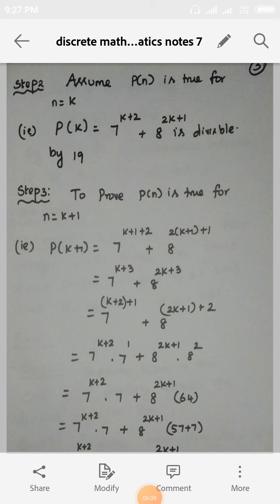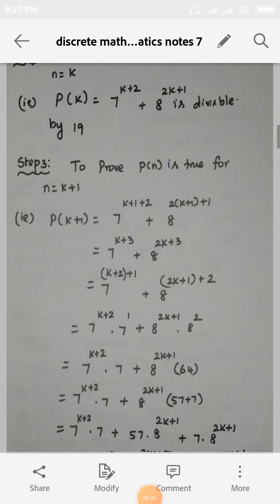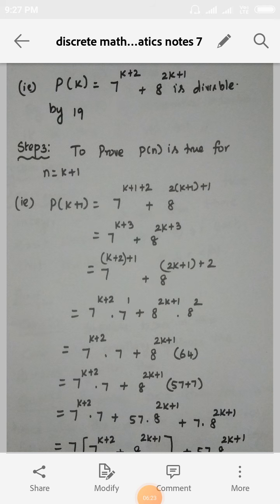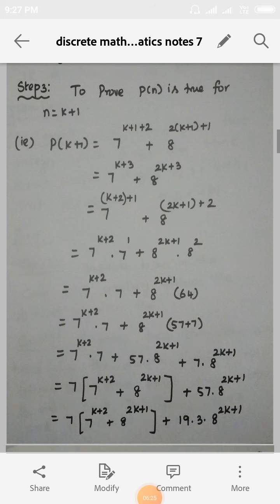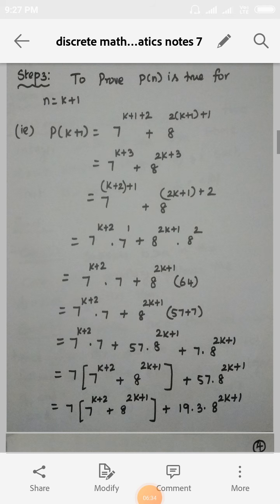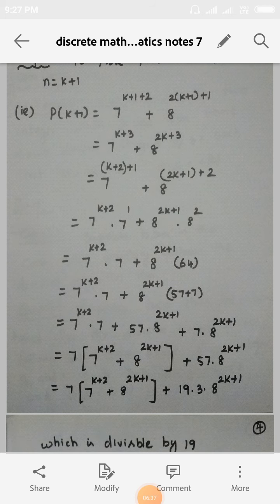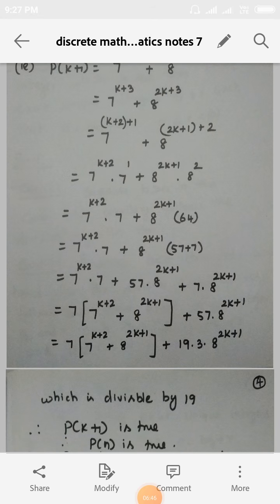How do we write p of k plus 1? Wherever k appears, substitute k plus 1. So 7 power k plus 1 plus 2 plus 8 power 2 into (k plus 1) plus 1. So we get 7 power k plus 3 plus 8 power 2k plus 3. 7 power k plus 3 is written as k plus 2 plus 1, and 8 power 2k plus 1 plus 2. So just split it. We get 7 power k plus 2 into 7 power 1 plus 8 power 2k plus 1 into 8 square.